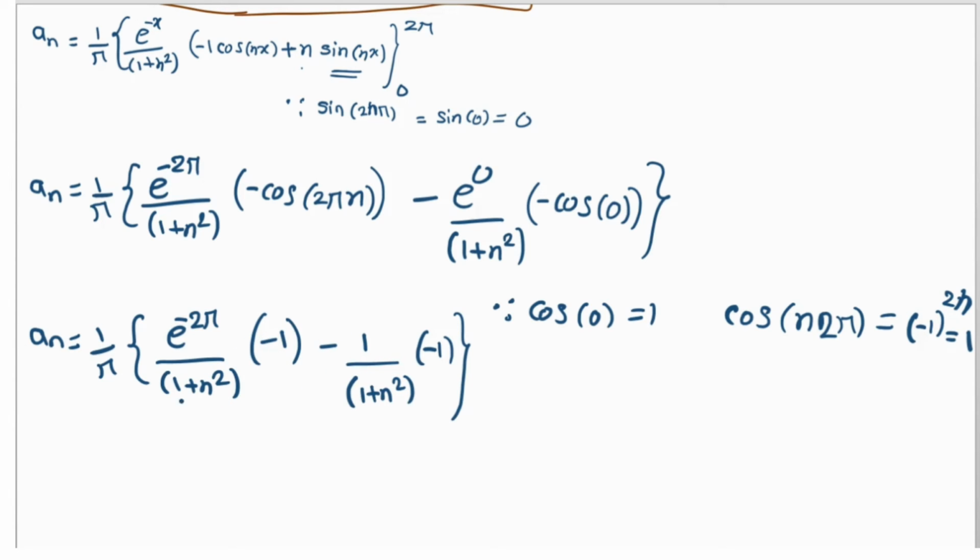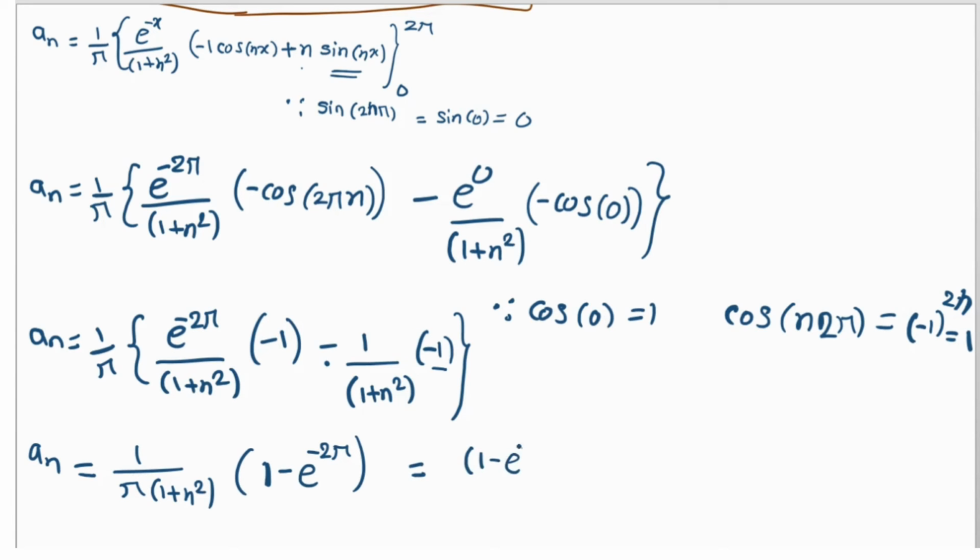So from this bracket, take the common term outside. So 1 upon pi 1 plus n square we can take outside. And if we simplify this term, this minus of minus is plus, so this second term is plus. So I will write plus term 1. Here minus into e, so it is minus e raised to power minus 2 pi. That means the value of an is 1 minus e raised to power minus 2 pi divided by pi 1 plus n square. So this is the answer of an. Let's suppose this is equation number b.